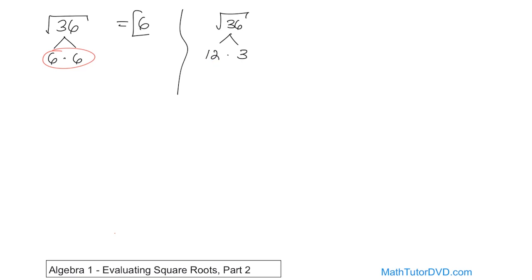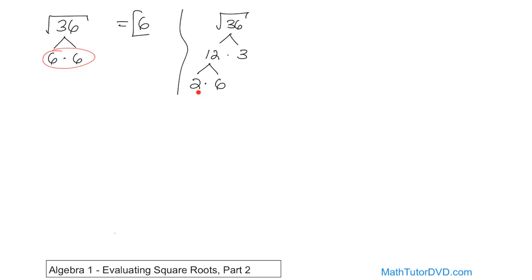But then I realized that 12 can be written as a lot of things. I can do 3 times 4, or I can do 2 times 6. And really, it doesn't matter what you pick. So let's just go with 2 times 6. Let's say that's the first thing that I think of. So here I'll have 2 times 6. So again, I'm looking for pairs of numbers. I have a 2, a 6, and a 3. I don't have any pairs anywhere in here, so I can't really pull anything out.